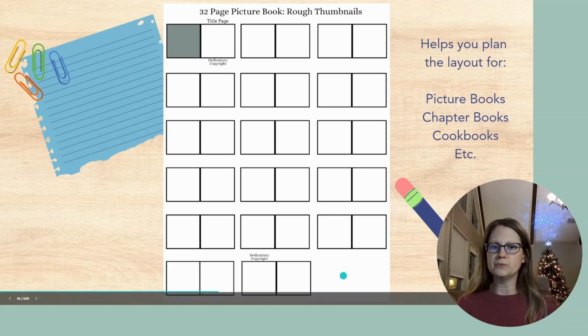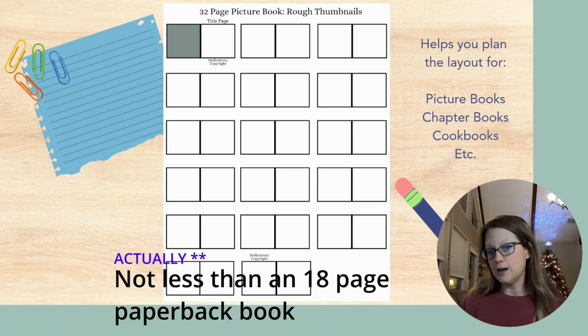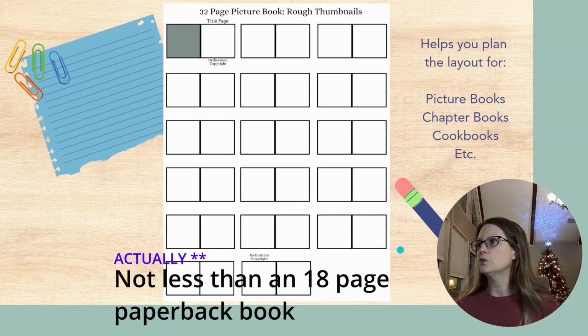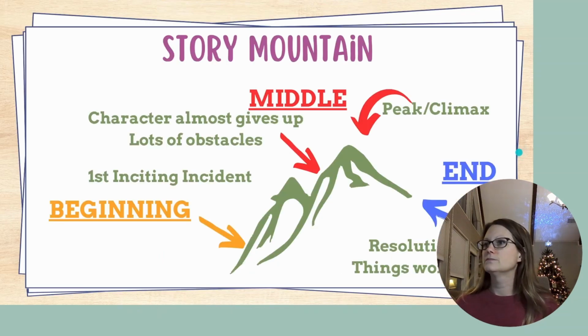This is for a 32-page book. You can't publish anything less than a 24-page book on Amazon KDP, just so you know. Again, just to give you an idea of that story mountain again, just so you can see it.